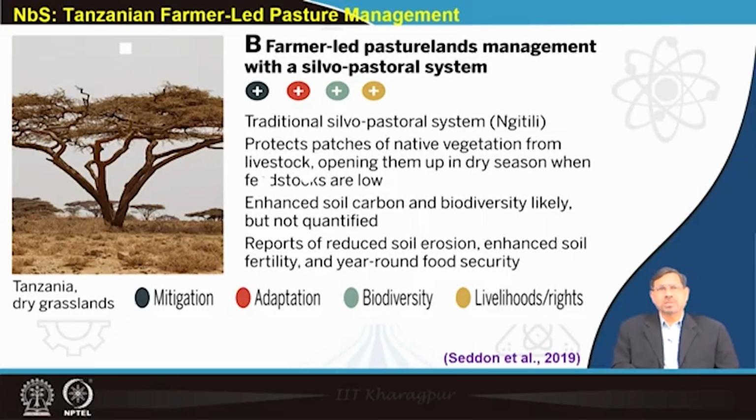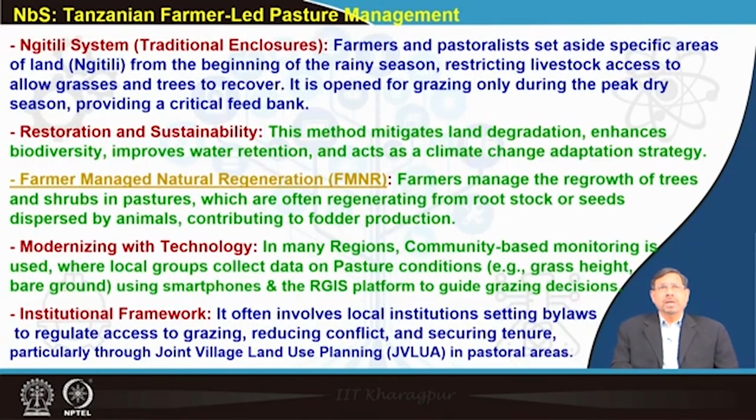So, enhanced soil carbon and biodiversity likely, but not quantified. Because of this pasture land management, there must be soil SOC or soil carbon recharging, and also biodiversity growth or biodiversity maintenance may be there, and reports of reduced soil erosion, enhanced soil fertility and year round food security have been confirmed. So, let us see how they do in terms of these 5 points.